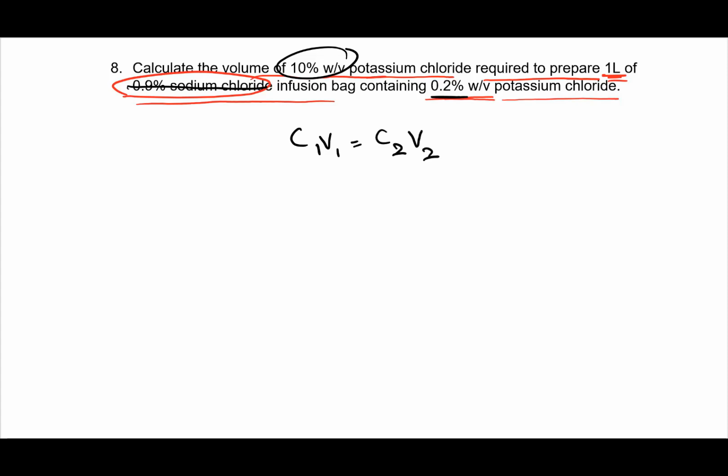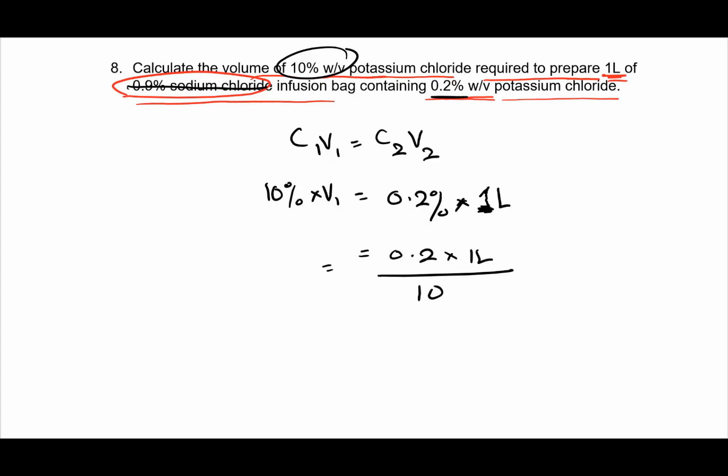Our starting solution is 10%. The volume of that we have to find out. The concentration has been given, 0.2%, and the volume is given as well, 1 liter. Okay, again, you can see in the C1 V1 = C2 V2 equation the concentration on both sides is the same, so it's a fairly straightforward calculation.